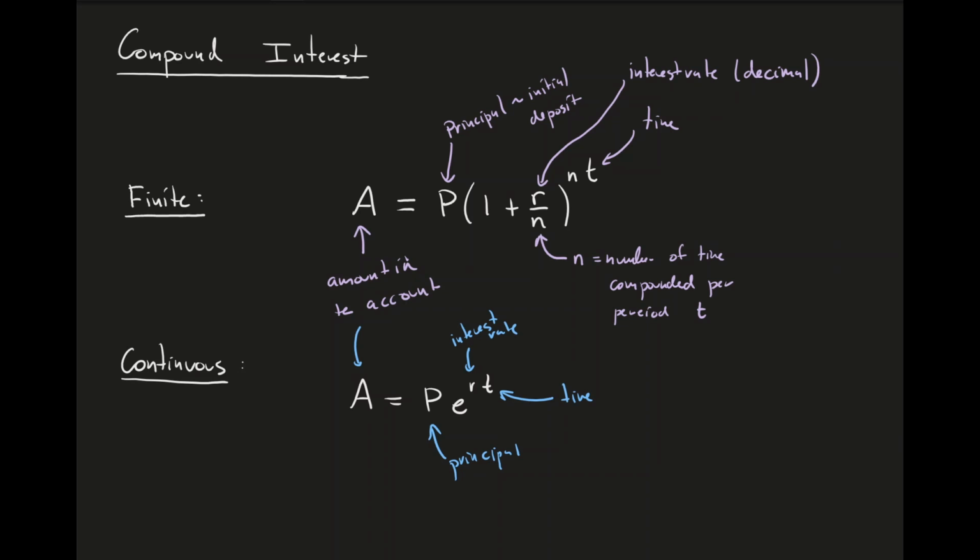So the difference between finite and continuous is typically the words. You're going to see something over here like compounded monthly. So that's like n is equal to 12. And over here you'll see something like compounded continuously. Then you'll use this formula. So if you see the word continuous and the word compound, it's the continuous formula. If you see the word compounded and you see some period like monthly or quarterly, so like by 4s, then you use the finite version.